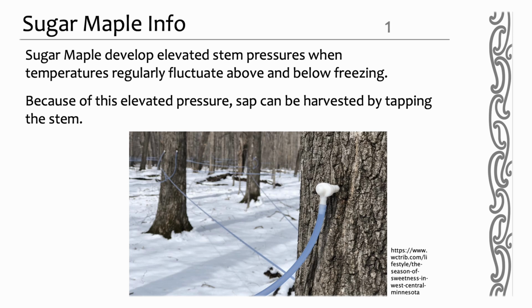Now, because of this elevated stem pressure, you can relatively easily harvest large amounts of sap by simply drilling what's known as a tap hole straight into the stem. And in the image there you can see an example of a commercial setup where multiple trees have been tapped, hooked up through a piping network that drains to a central collection location, often with a degree of vacuum applied to the system to improve on yields.